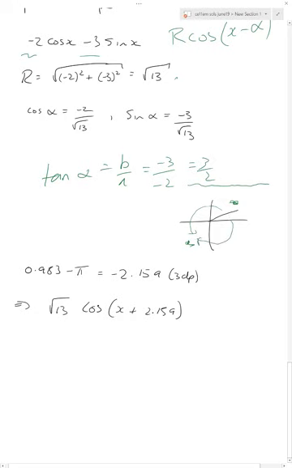Both would be correct, but typically we tend to want to write our alpha as somewhere between minus pi and plus pi. So if we take our value, which happens to be from the calculator 0.983, and subtract pi, we get minus 2.159. So our final solution would be root 13, that's r, cosine of x minus 2.159, which of course the minus makes a plus, and we have our final solution.